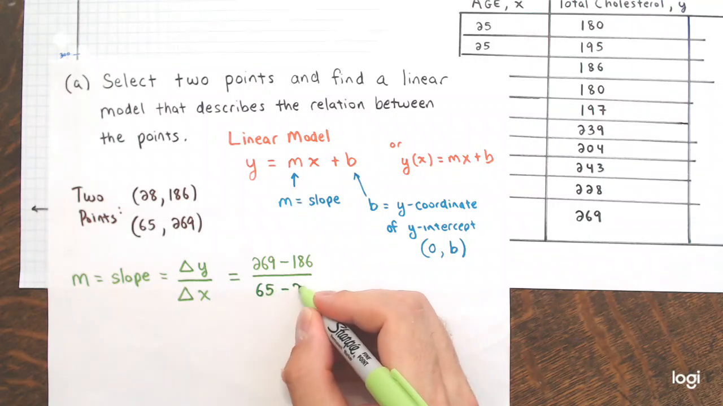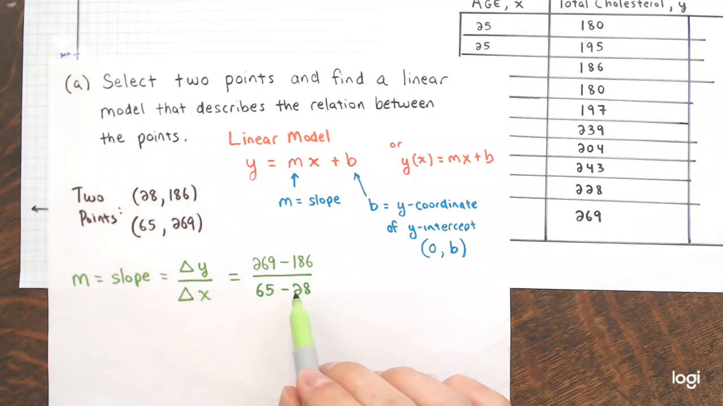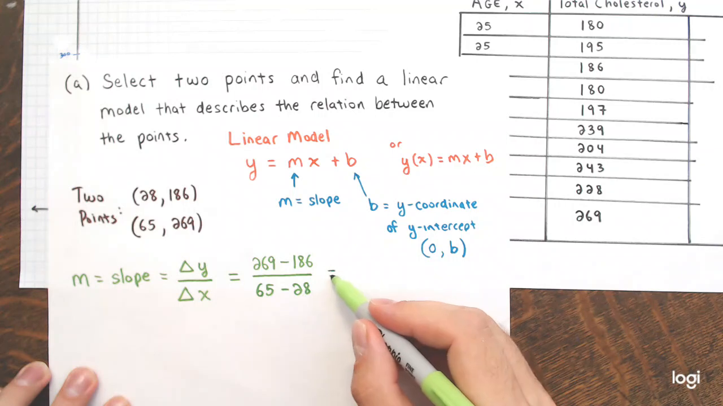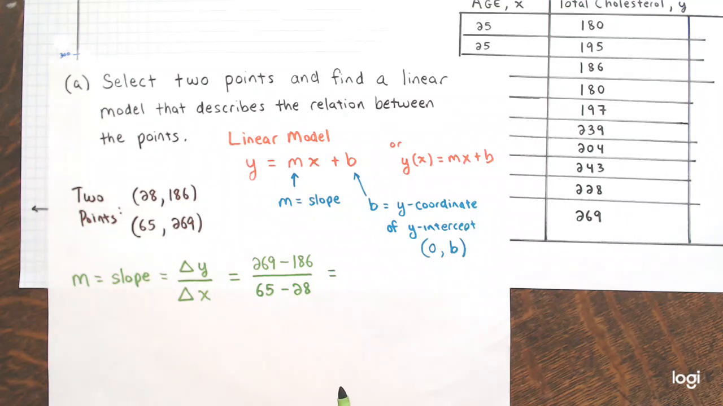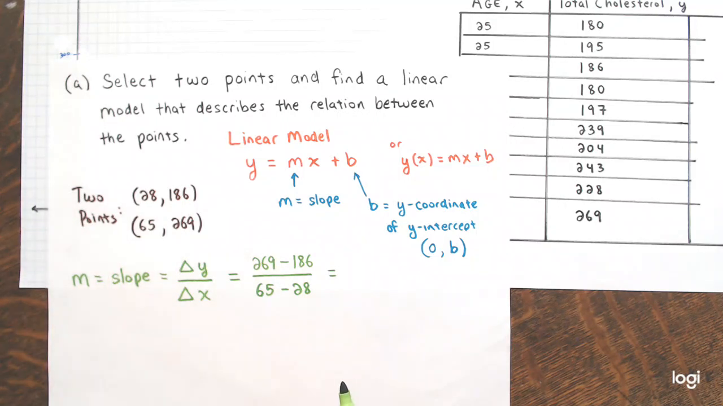So 65 minus 28. And again, another thing I could say too is that the x coordinate increased, right? It went from 28 and increased to 65. And when there's an increase, that is a positive change. So you see how 65 minus 28 will leave me with a positive number. Great. And then let's simplify this. All right. And if there's a decrease, that's a negative change, right? If you ever have a decrease, you should have a negative number to represent that change. Just pointing that out.